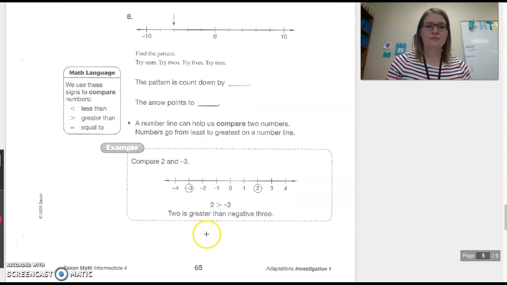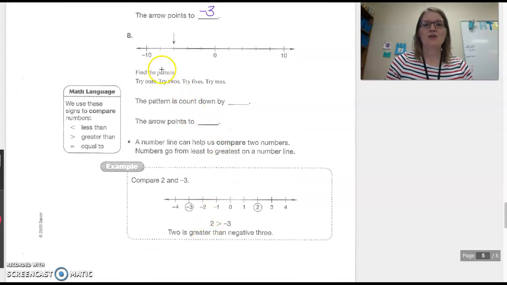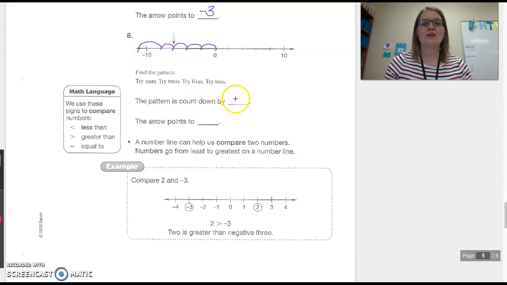And then find the pattern here. Well, they say to try it with 2s. 2, 4, 6, 8, 10. And the pattern on this is to count by 2s, and the arrow points to -6.